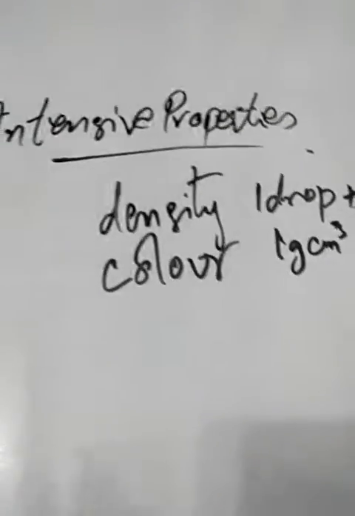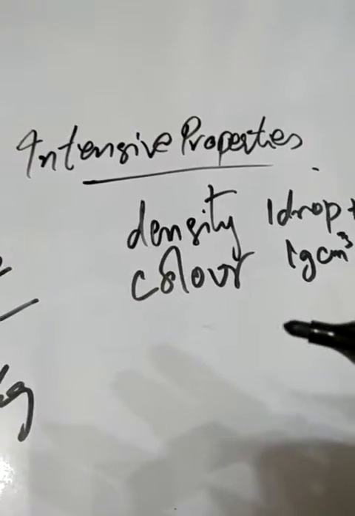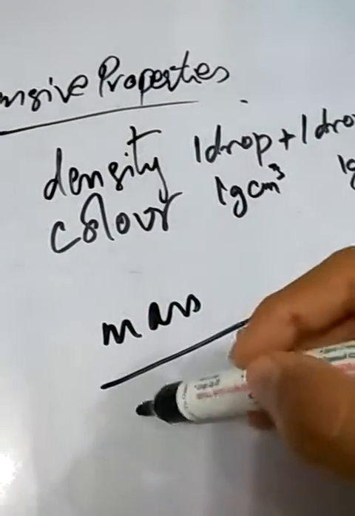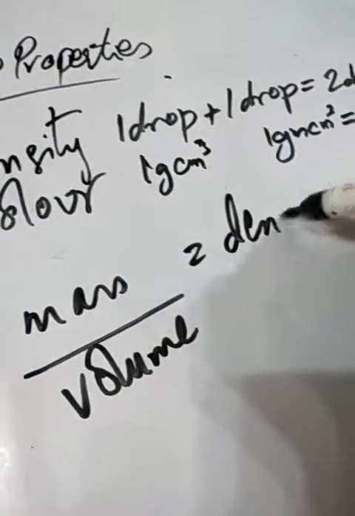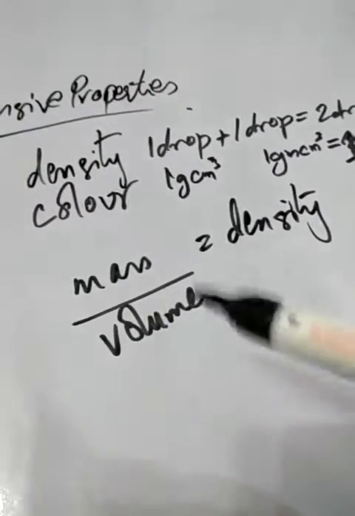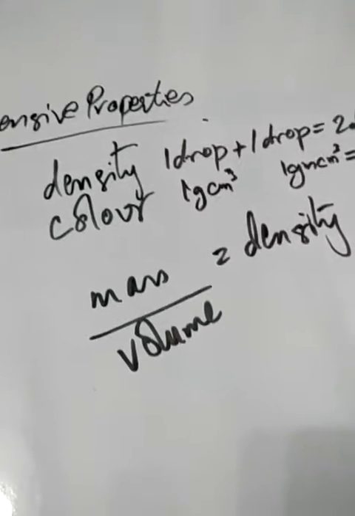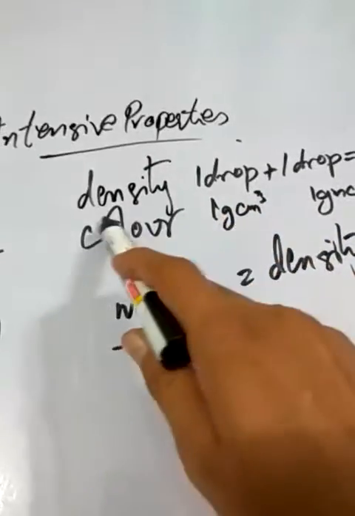And the special point of intensive properties is that the ratio of 2 extensive properties gives 1 intensive property. Like there's mass and there's the volume. This gives density. This is true for a lot of other extensive properties also, but for simple understanding, the ratio of 2 extensive properties gives 1 intensive property, density. That's enough for this video.